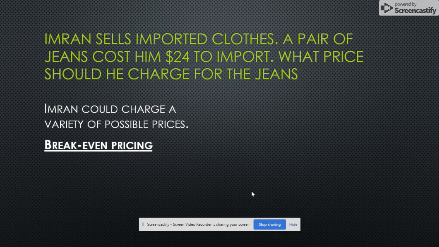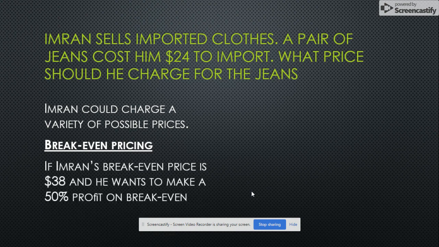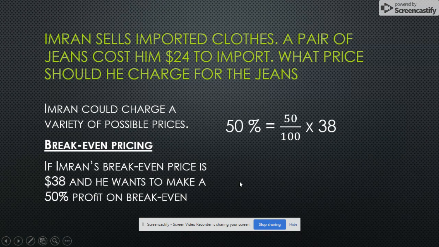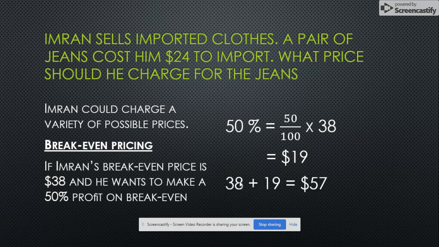Another thing you could do is break-even pricing. So if Imran's break-even price is $38, so that's what he's got to make to break even, and he wants to make a 50% profit on break-even. So what's he going to do? He's going to go 50 divided by 100 times 38, because that's his break-even price. And we get $19. And then remember, we have to add that on. So we go $19 plus his 38, which is what his break-even price is, and you get $57. So those are the different things you can do. I want you to go ahead and try some of those examples.